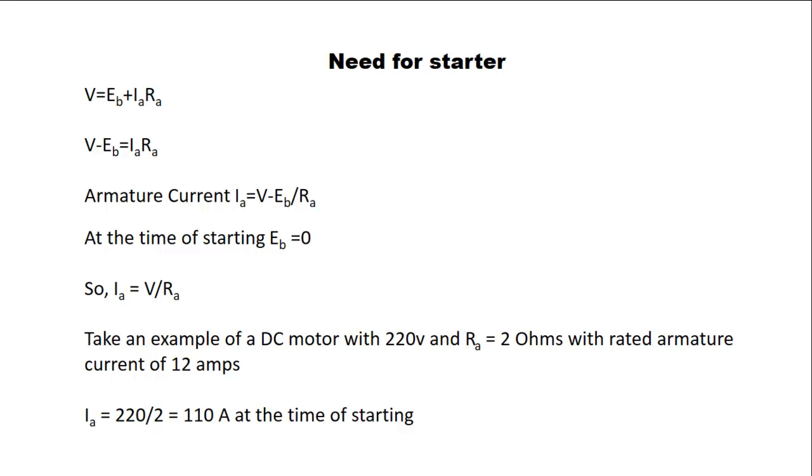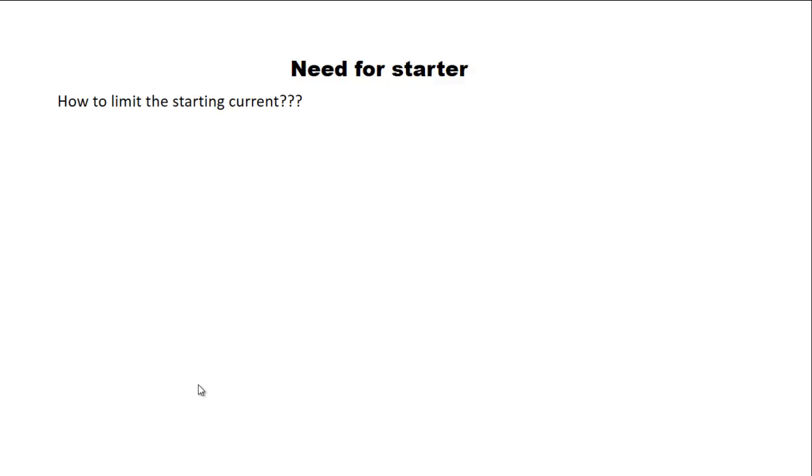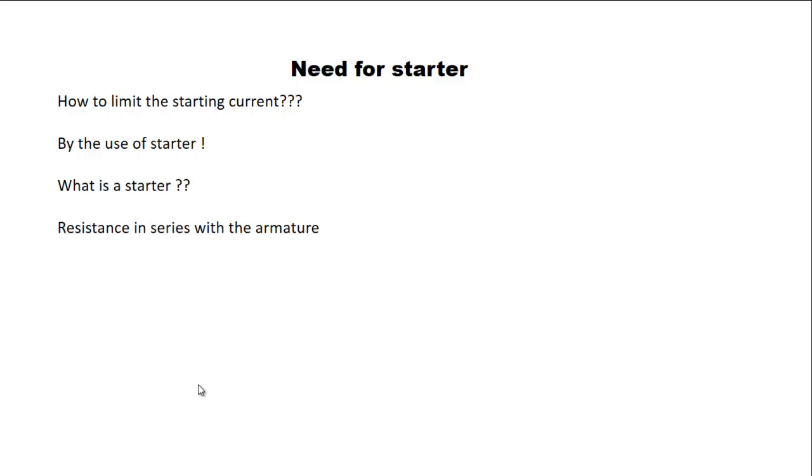So how to reduce this current of 110 amps to a permissible value? That is done with the help of a starter. So how to limit the starting current? Starting current can be limited with the help of a starter. So coming to what is a starter? Starter is nothing but a resistance in series with the armature. What is the property of a resistance? It is going to oppose the flow of current.